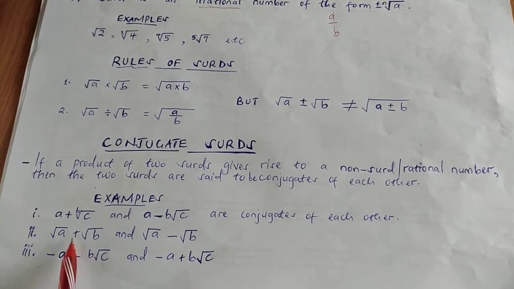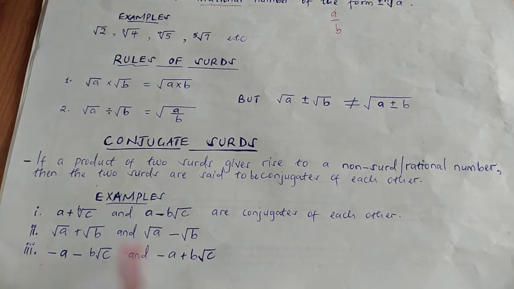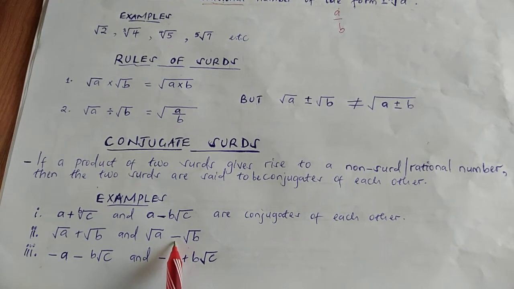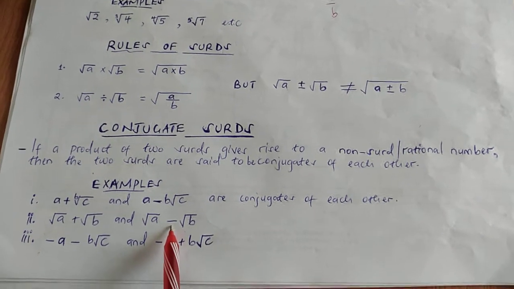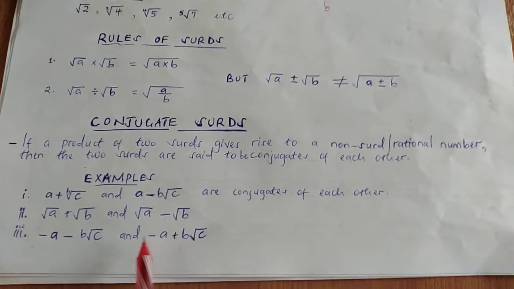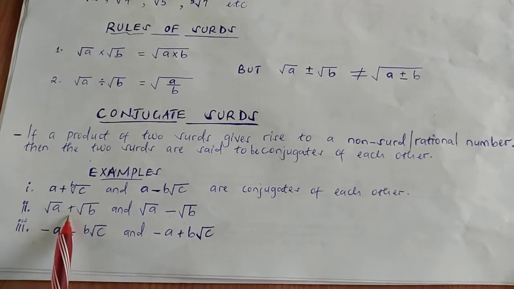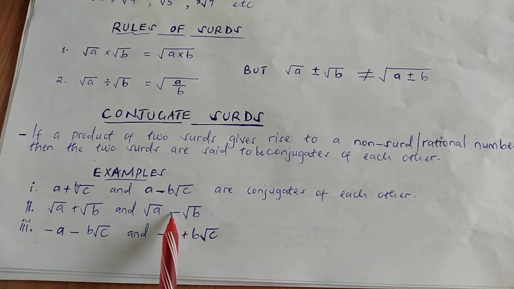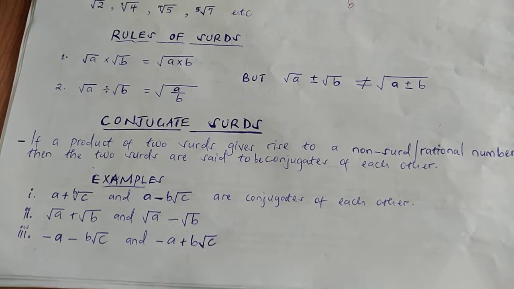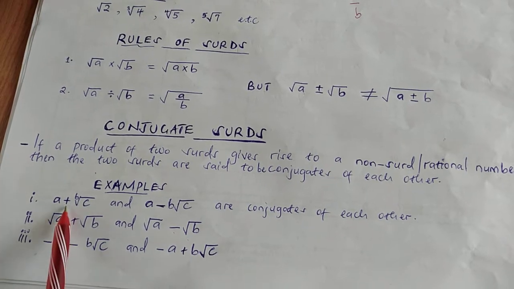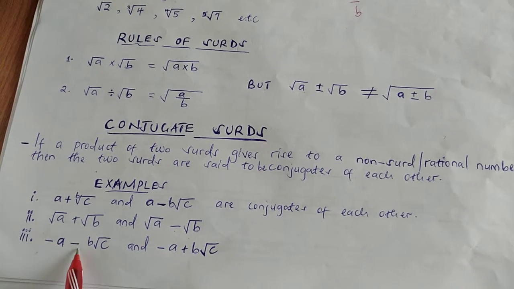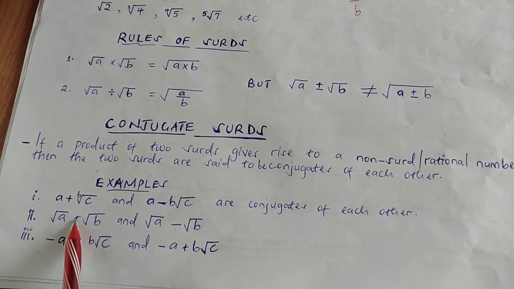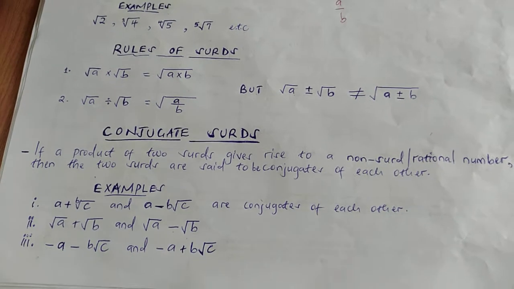So basically changing the sign can help get you a conjugate of a surd. For instance, here is a positive, so if you want to get the conjugate of this, you change the sign to negative. Here we've changed the sign from positive to negative. If it's negative, you change it to positive. If it's positive, you change it to negative.